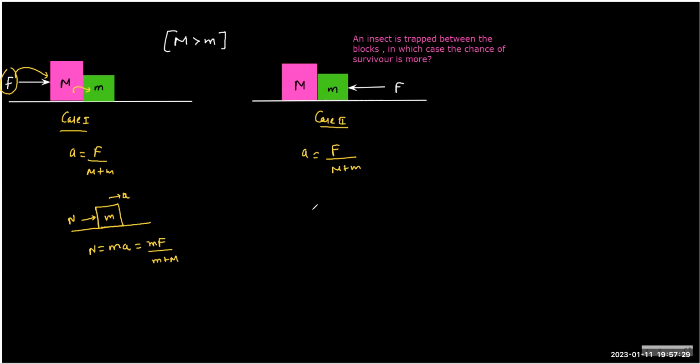But if you draw the FBD here, the normal here is trying to push the capital M towards the left, isn't it? With the same acceleration because a is the same. So as per the laws of motion, N dash equals how much, guys? And clearly you can see that N dash is more than N. So the insect which is trapped between them will survive more in case 1 because of the smaller compressive force, right? Yes, sir. I hope this is clear to all of you.